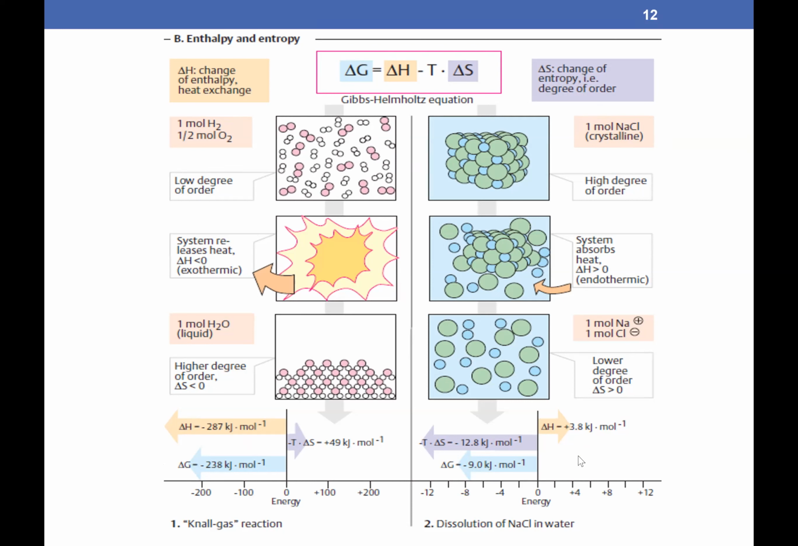While here, it was the opposite case. My reaction was endothermic, but my entropy increased. And again, delta G was negative, so the reaction happened. So in both cases, I have a negative delta G, exergonic reactions, which means my reaction does happen. It's spontaneous. It happens on its own.